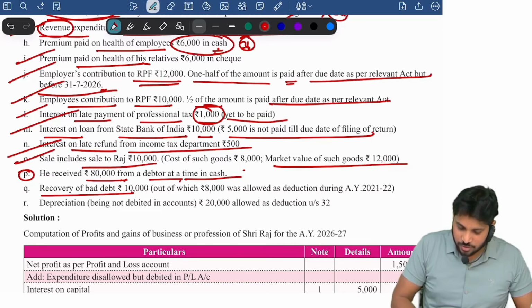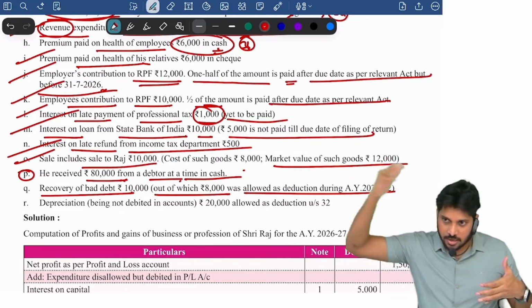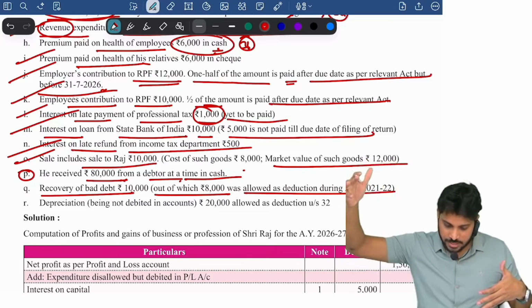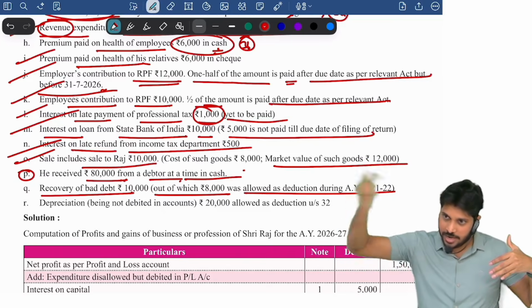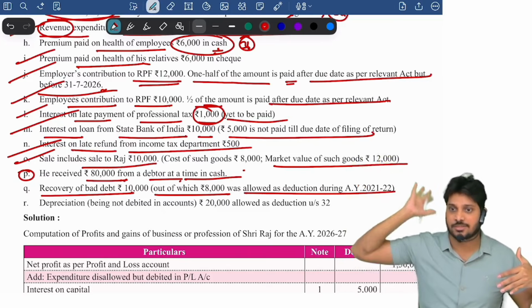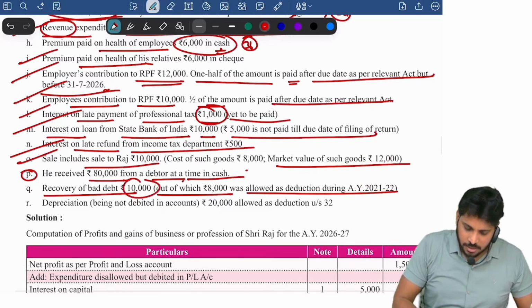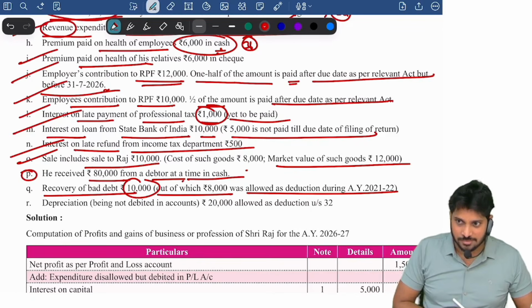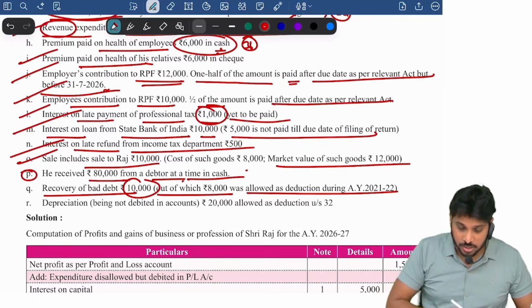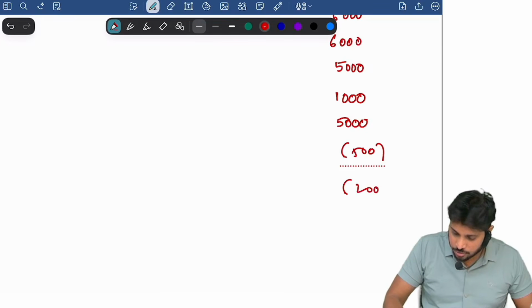Recovery of bad debt 10,000, out of which 8,000 was allowed as deduction in the earlier year. Now, earlier 8,000 was given as deduction. Yes or no? Now 10,000 recovered. 8,000 only taxable to the extent recovered. Maximum. Okay. So 8,000 I will tax it, but P&L account 10,000 credited. But how much is taxable? 8,000. 2,000 is not taxable. I will reduce 2,000.